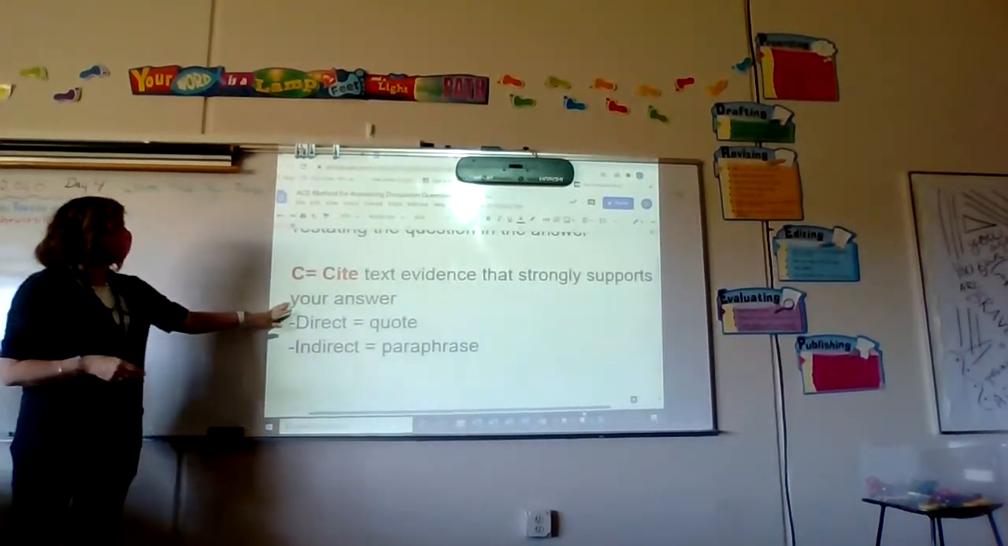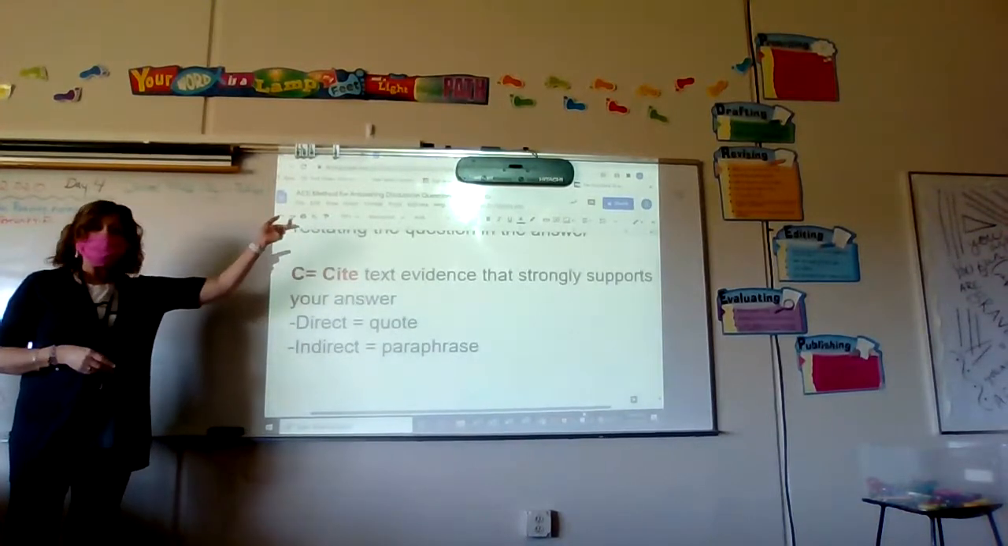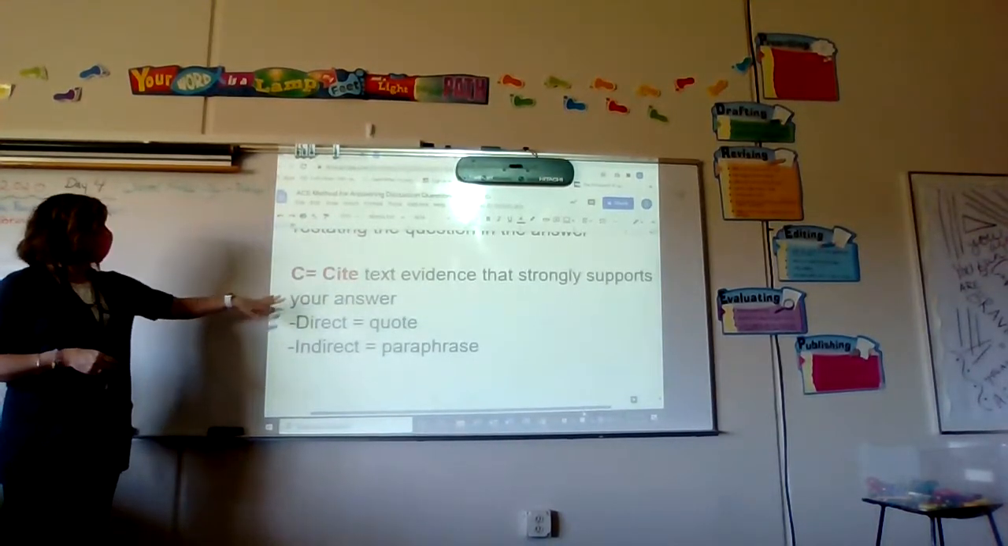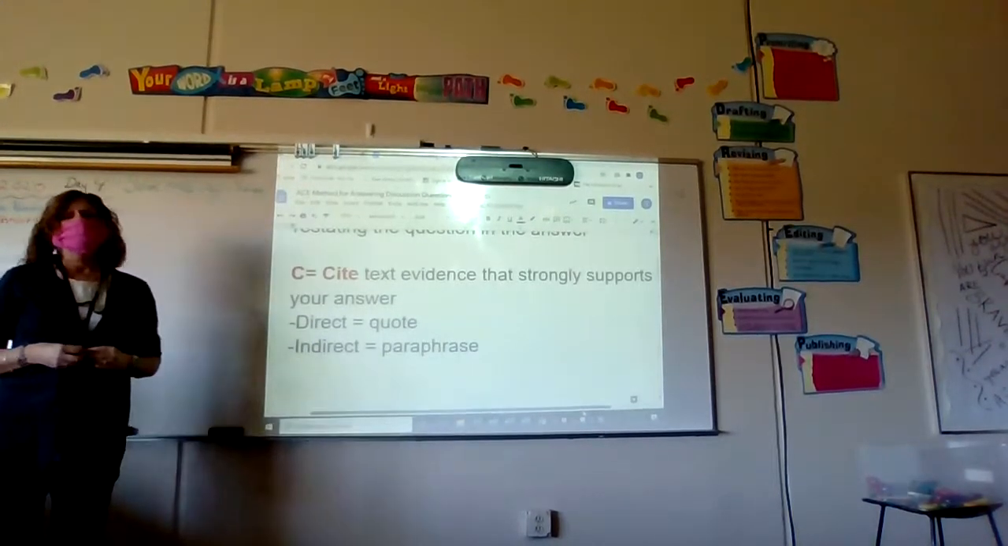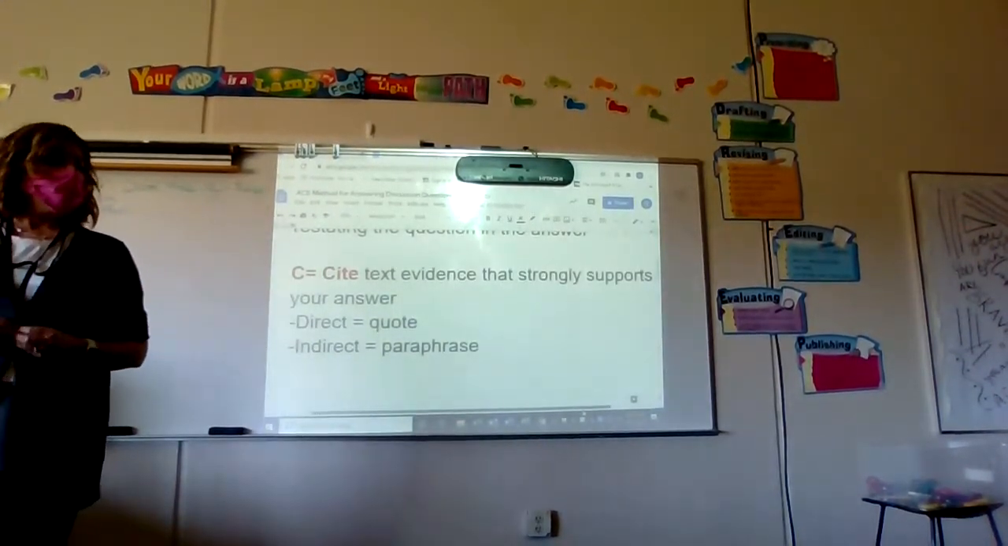So we can do it in two ways. So that's our evidence that made us think he didn't want Mr. White to get hurt. So if we are going to do a direct quote, what does that mean? What's a quote?